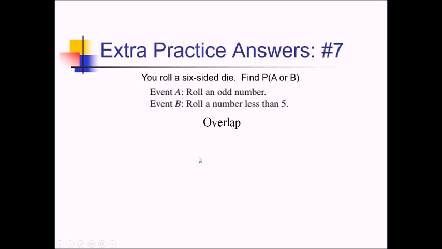So now probability is going to be something over 6 because there's 6 numbers on that die. Probability of getting an odd number, there's 3 odd numbers, 1, 3, and 5. So that's 3 out of 6 for that. And then probability of event B, a number less than 5, well, that's the numbers 1 through 4. So there's a 4 out of 6 chance of getting those that we have to add in.